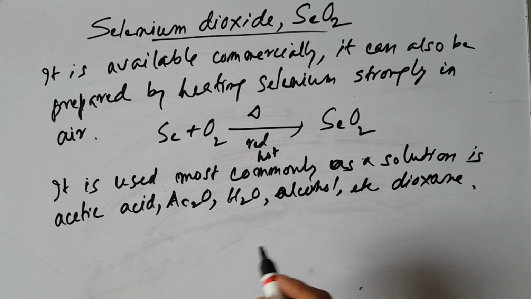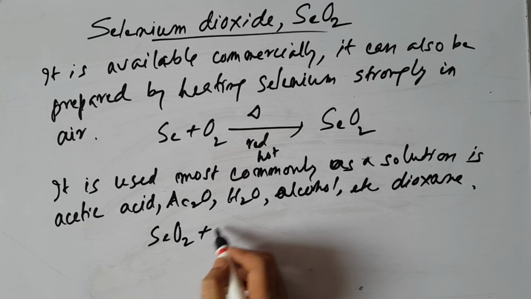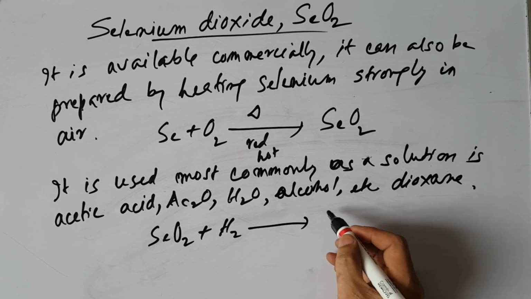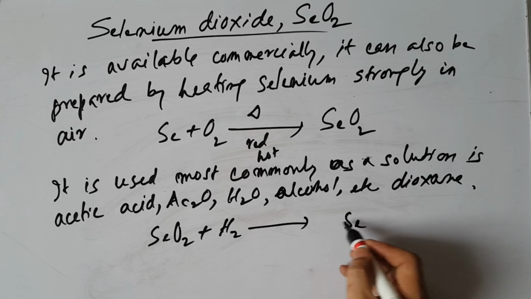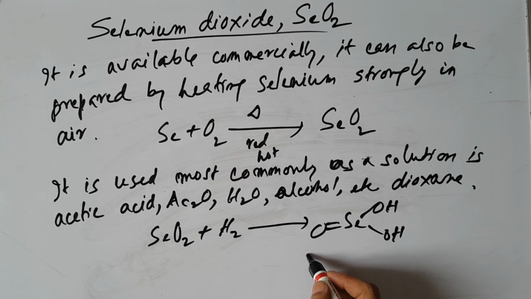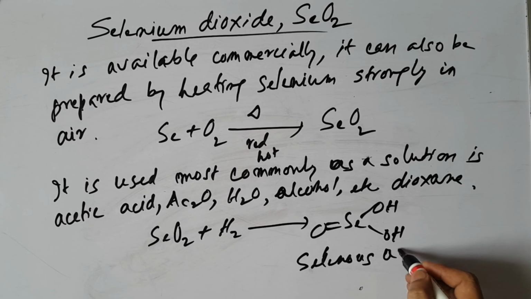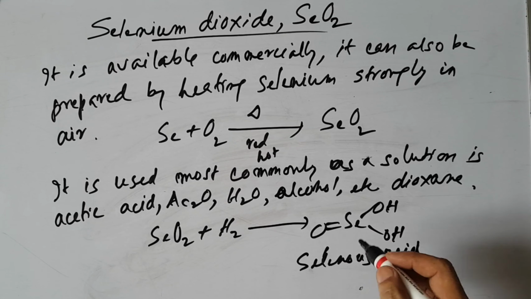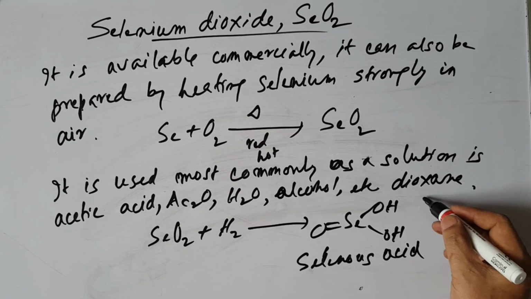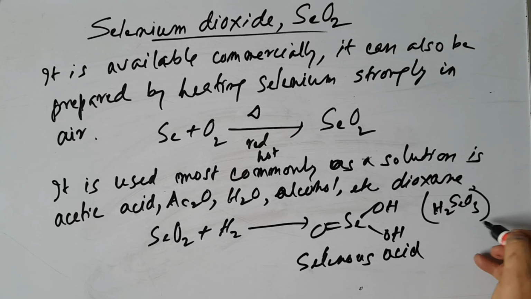When water reacts with selenium dioxide, it gives selenous acid, H2SeO3. The reaction generally takes place like this. This is called selenous acid, and it is the species that commonly attacks the reactive methylene groups. So mostly this reaction takes place through selenous acid.